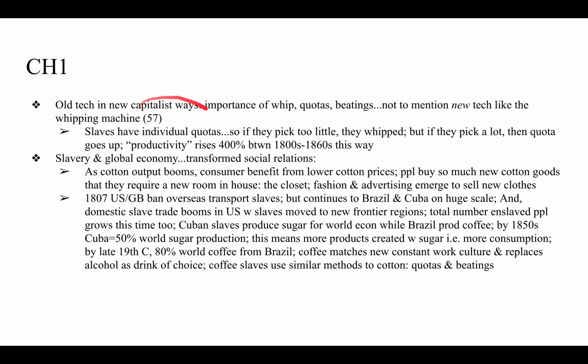The use of old technology in new capitalist ways, as I've mentioned: the whip, quotas, beatings, etc. Slaves had individual picking quotas, so if they picked too little, they would be whipped. But if they picked a lot, then the quota itself would be raised. And so productivity in this way rose 400% between the 1800s and the 1860s.